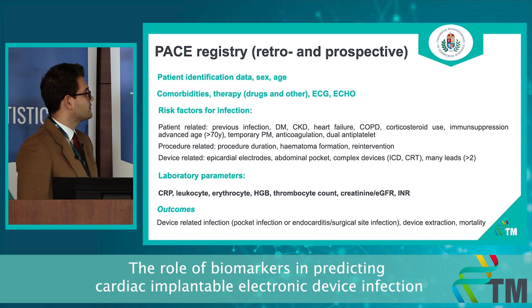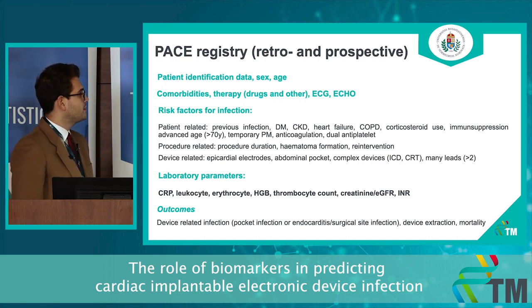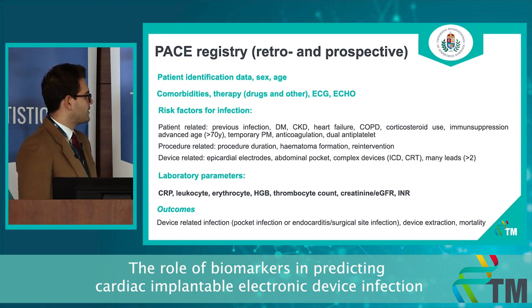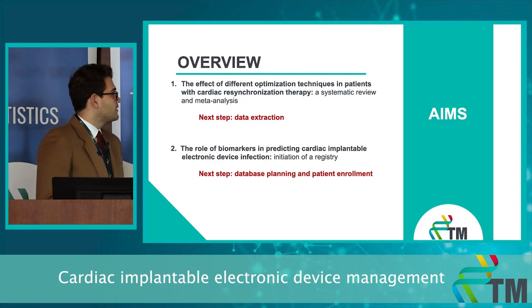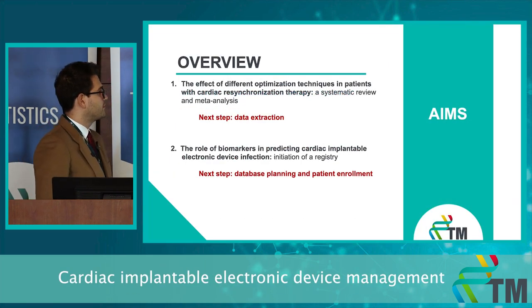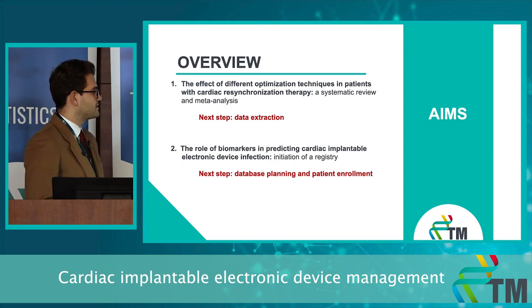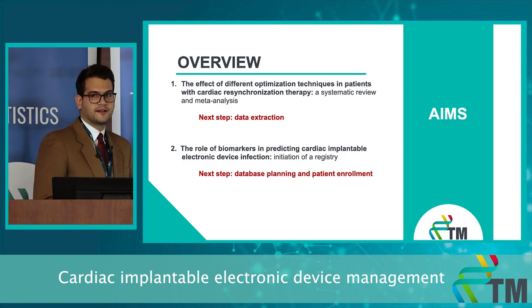Here you can see the different variables which we want to include. Of these, the most important ones are risk factors for infection, which can be grouped in three main categories: patient-related, procedure-related, and device-related. And here I listed also some of the parameters which we want to investigate. In summary, the next step for the first project would be the finalizing of data extraction, and for the second project to finalize the database planning and to start patient enrollment.